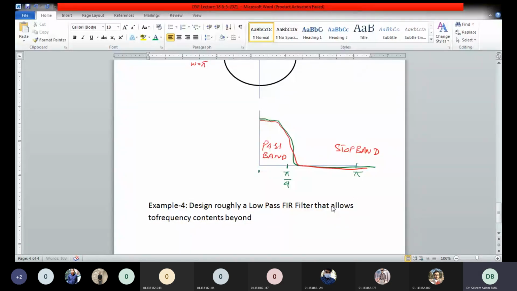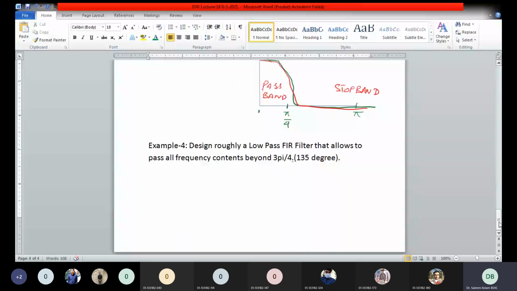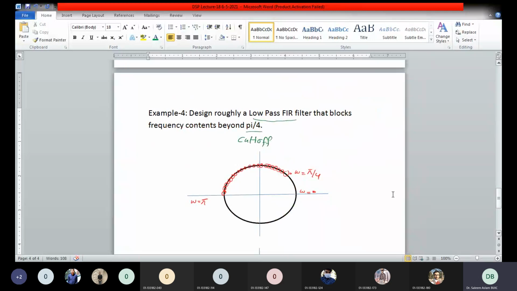Design a high pass filter that allows to pass all frequency contents beyond 3 pi by 4. 3 pi by 4 is basically 180, 225, sorry, it's around 90 plus 135 degrees. Is that right, beta? Yes, sir. So it would be around 135 degrees. So you have to design an FIR filter that passes all frequencies beyond 135 degrees.